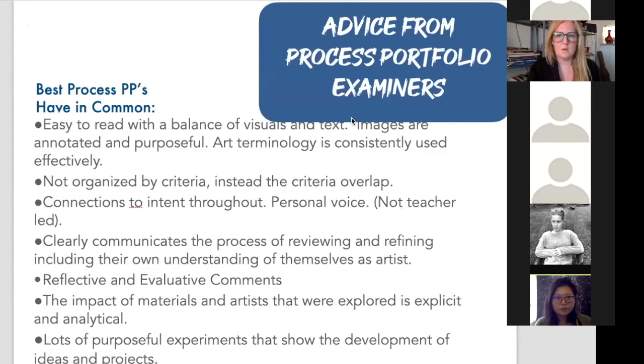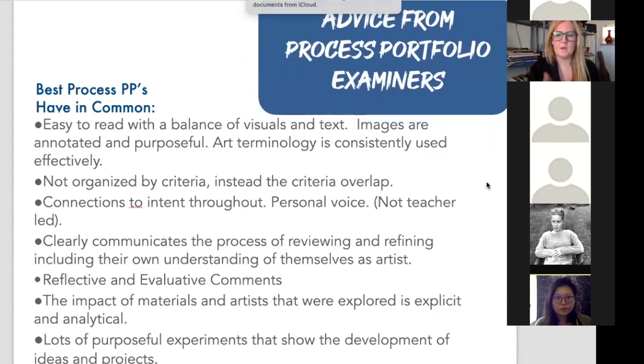So let me just move that up. I did a workshop 2 years ago with, I'm a comparative study examiner, and I did a workshop with a process portfolio examiner and exhibition examiner. And this is the advice that the process portfolio examiner gave: if you're looking to score high in your process portfolio, make sure that you have a really good balance of visuals and text. This is a really key point. I think it's really interesting, that your images should be annotated and purposeful.